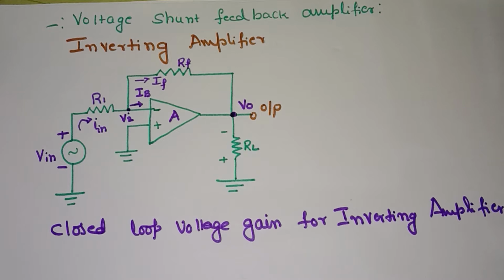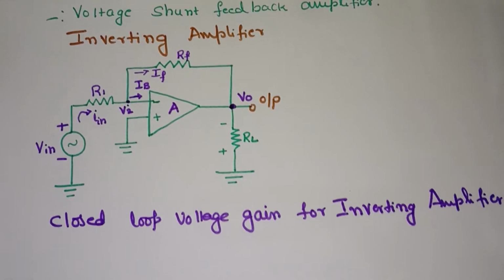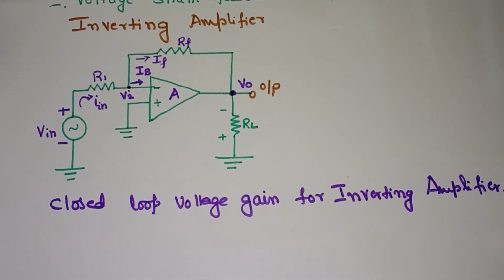Okay, let us derive the voltage gain for the inverting amplifier. In the last class, we studied about the closed loop voltage gain for the non-inverting amplifier. What is the equation for the closed loop non-inverting amplifier? The equation is 1 plus Rf divided by R1. Okay, today let us see the equation for the inverting amplifier.